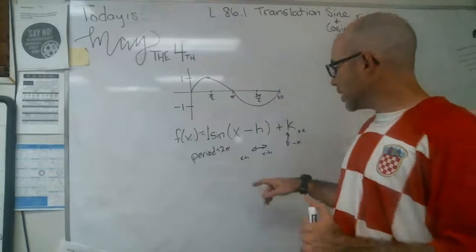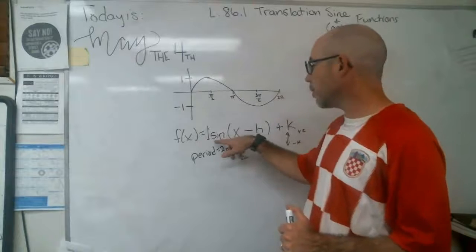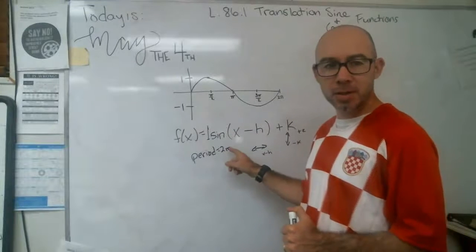Okay, I think I was saying something like period of a normal sine or cosine function is 2 pi.